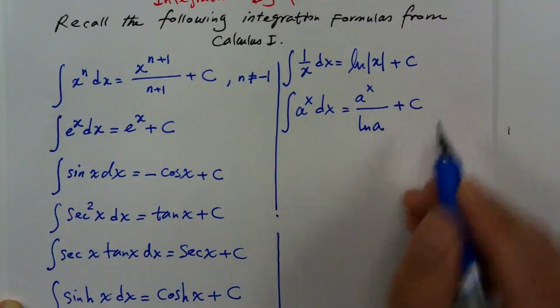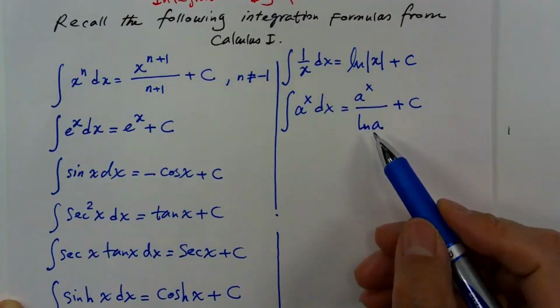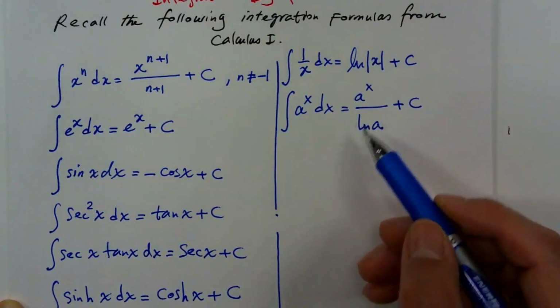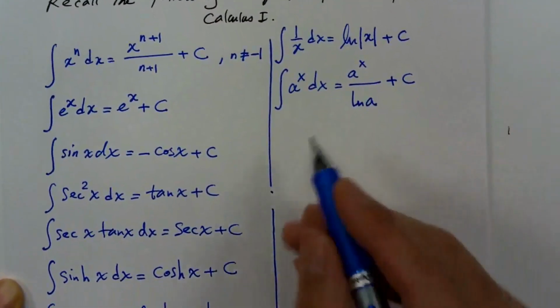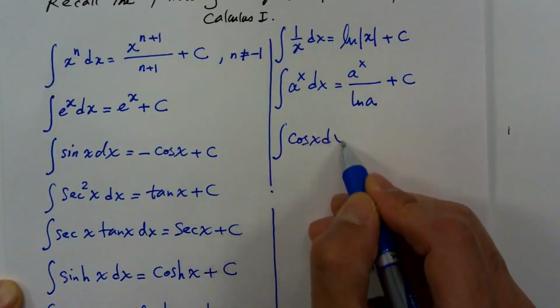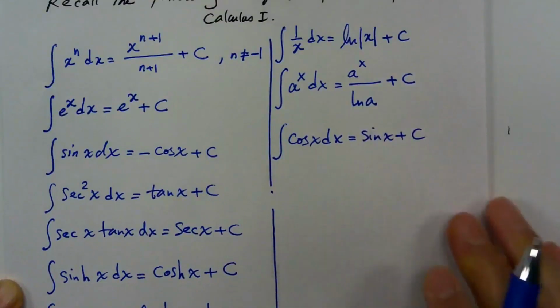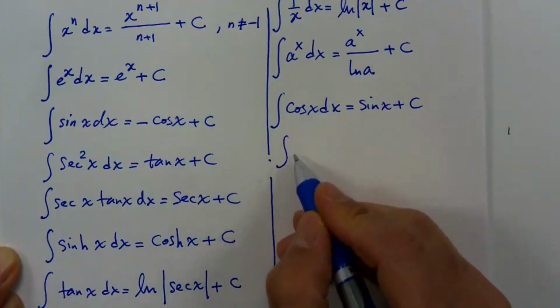And I remember when I was taking Calculus 3 in my days, the multivariate calculus, which would be Math 283 on this campus, we used this a lot. So these are some of the very useful formulas. And then the integral of cosine of x dx is, of course, sine of x plus c. And then we have a few more left.